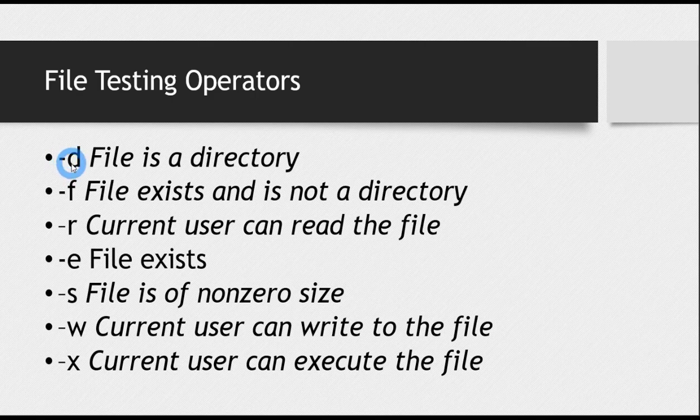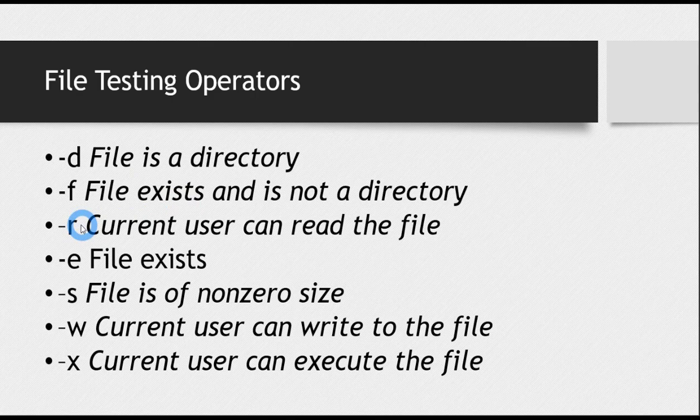-d will give you a true result if the particular string or file I'm testing is a directory or a folder. -f will be true if that particular string I'm checking is existing. That particular string obviously will be a file, and it is present in that folder in which I'm running my script. And it is not a folder, it is not a directory. Rather, it must be just some file, and it is existing in that particular folder in which my shell script is present.